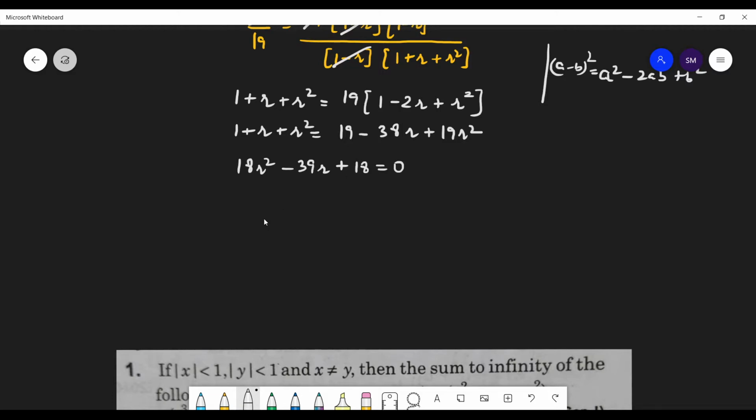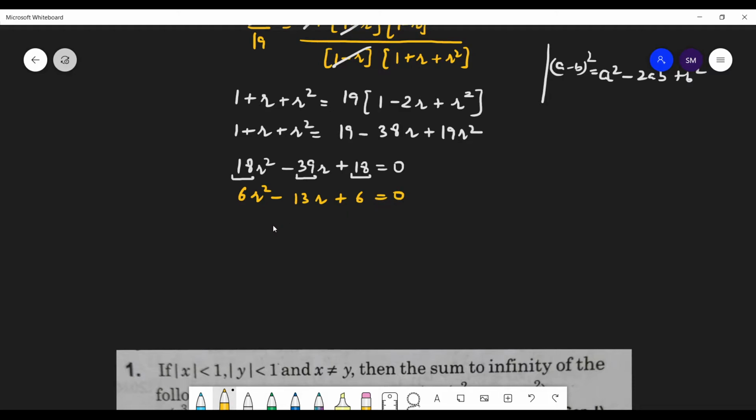Okay. Now can you see that 8 plus 1 is 9, 3 plus 9 is 12, 1 plus 8 is 9. So if the sum of the digits is divisible by 3 or by 9, then those terms will also be divisible. So they will be divisible by 3. Okay. So what do I get? 6r square minus 13r plus 6 equals to 0.